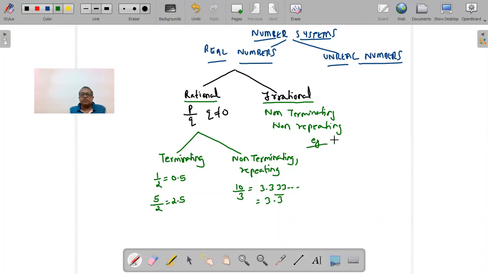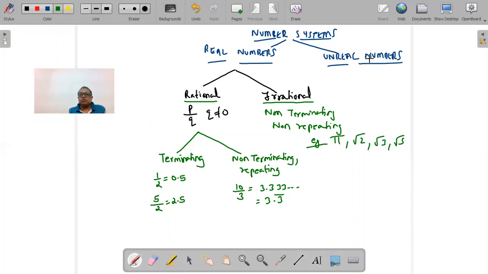The best example of this is pi. Pi is an irrational number. Why? Because the actual value of pi doesn't terminate even after millions of places of decimals. It goes on, and the digits are not repeating in any order, like 3.3333 is recurring. Here it doesn't happen like that. Similarly, all the square roots of numbers which are not perfect squares: root 2, root 3. Root 4 is 2, so that becomes a rational number. Root 5, all these are examples of irrational numbers.